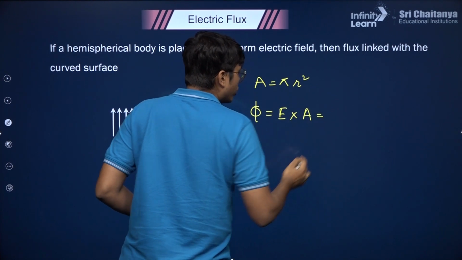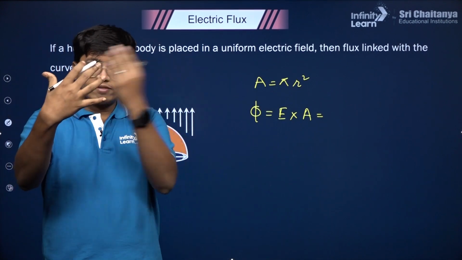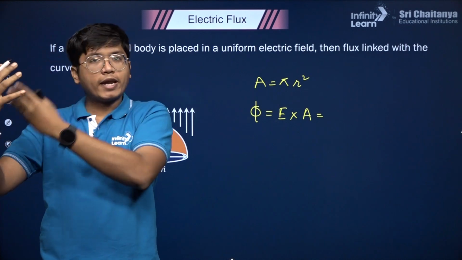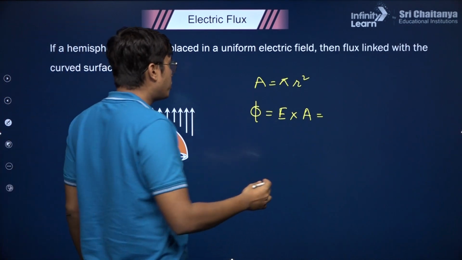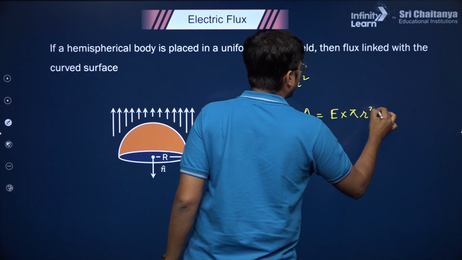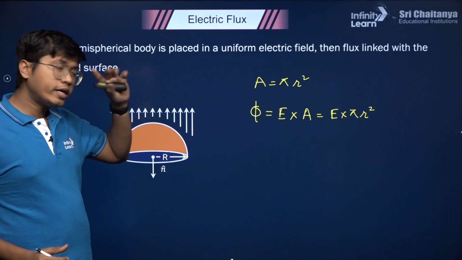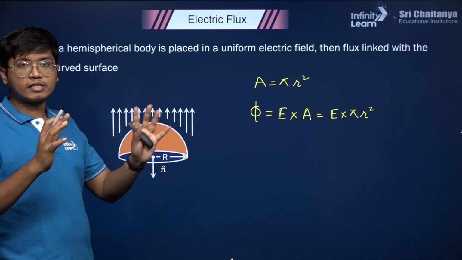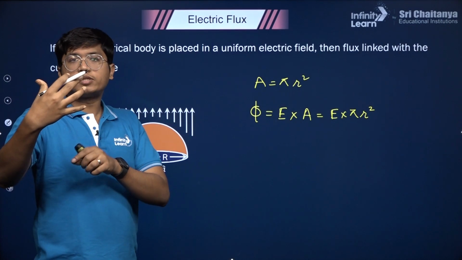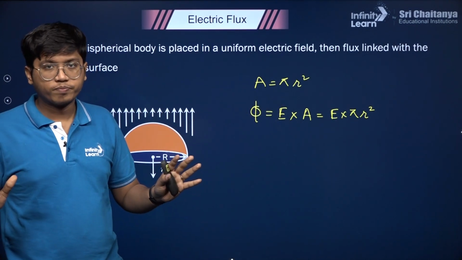In this case, you would say, why do I take the area here and not cos theta? Because mind you, if that is the area, the electric field is in that direction, the electric field is perpendicular to that area. So E into area would be E into pi r square. That would be the flux linked with this. So remember, only do it with constant electric fields that are in the same direction. Look at it from the direction of the electric field. The area that you see, take that area and put it into E into A. That's all you need to do.